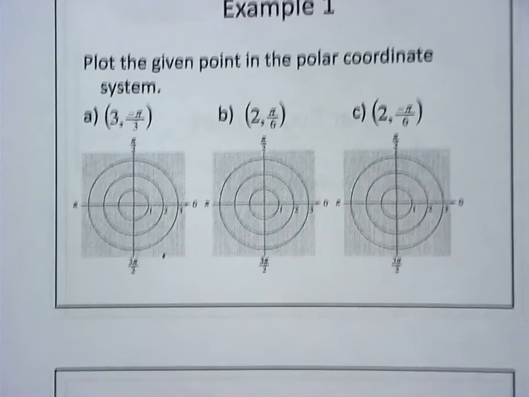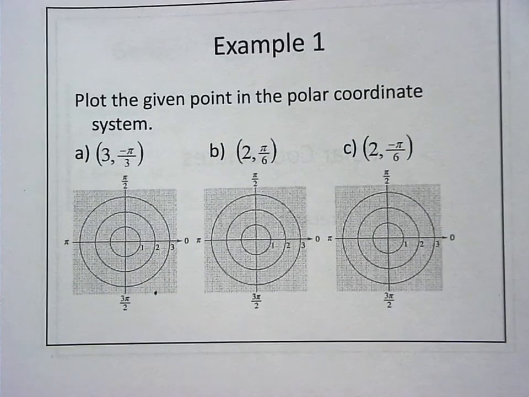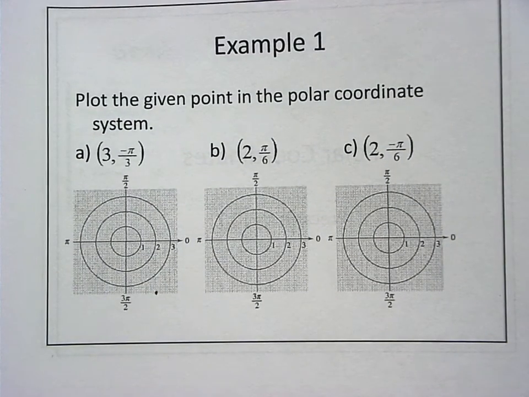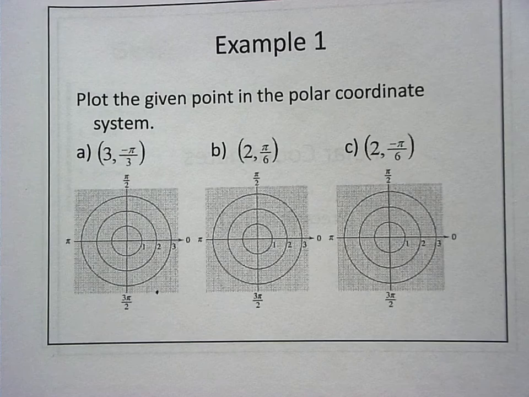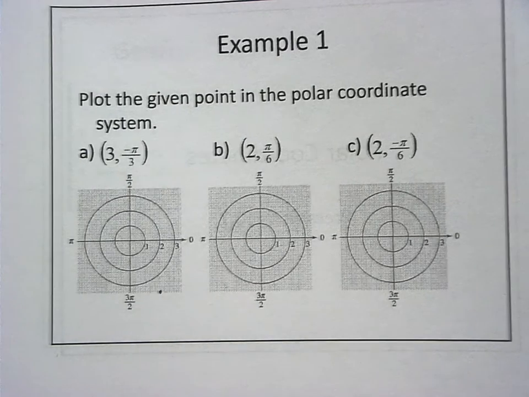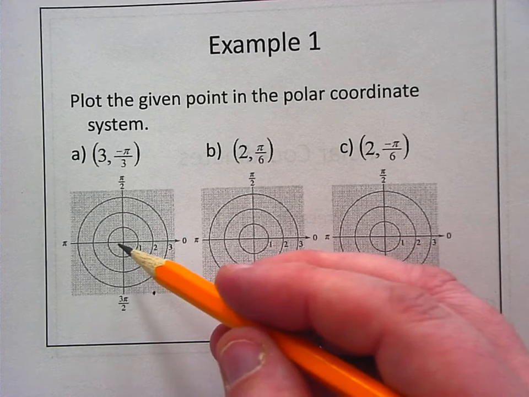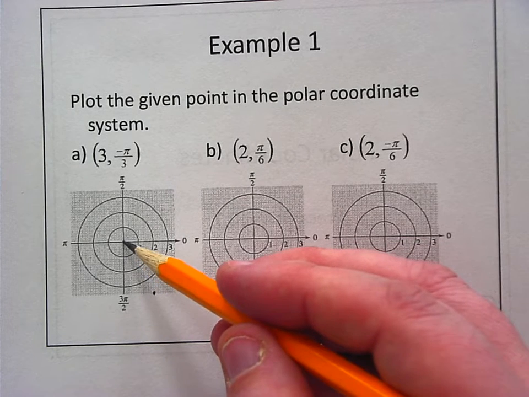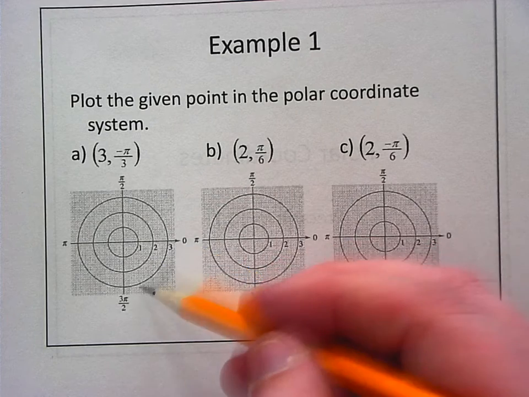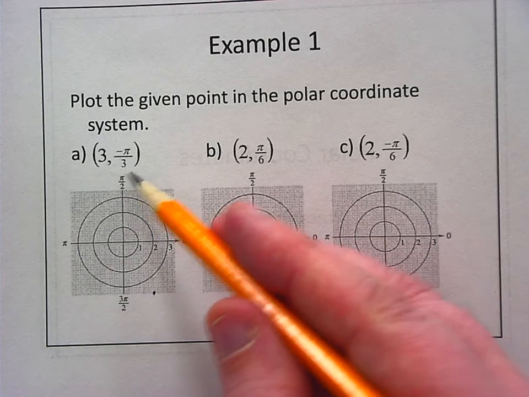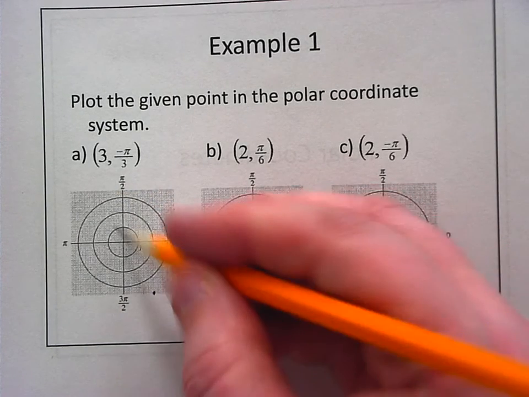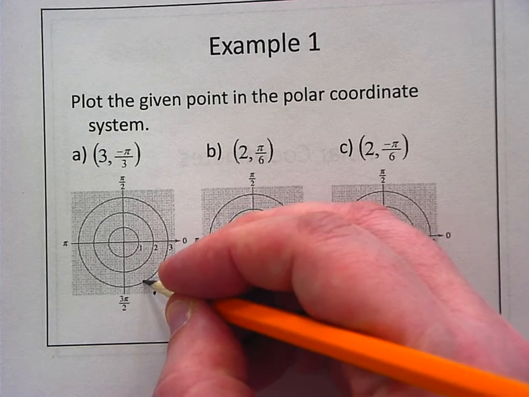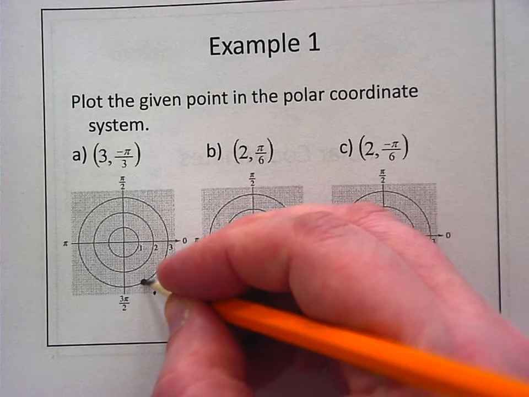So if I give you something like this, where on that graph would 3, negative pi over 3 be? On the third line, and then go down about 2/3 of this quadrant. It's going to be the fourth quadrant because of the negative pi over 3. And it's 3 concentric circles out. So it'll be about there.